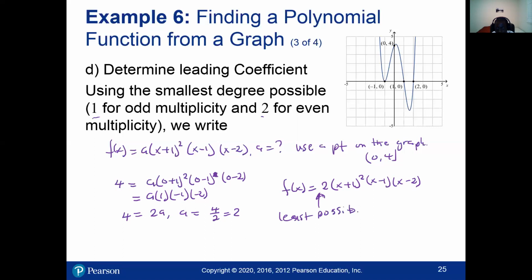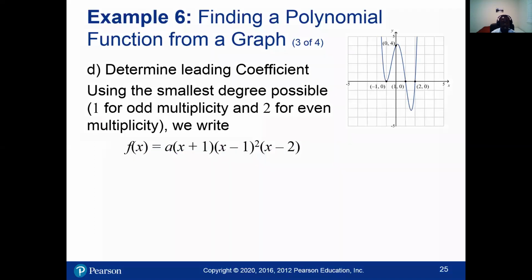Possible function, polynomial. Okay, a function for this graph. This will be the list. We could have 2 times (x plus 1) all raised to the 4 and so on, but we pick just the smallest degree possible. Okay, so that is this example, end of that.